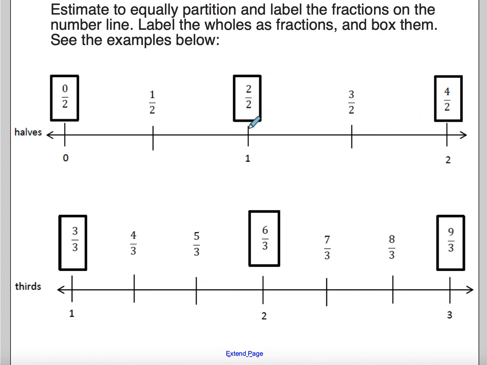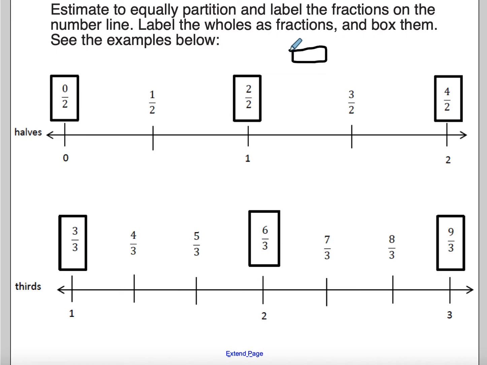This first one has halves, and I see it starts at 0 and it goes up to 2 wholes. So first I have at 0, 0 halves, and it's been boxed because that says box the wholes as fractions. Then I have 1 half, 2 halves, that makes 1 whole, so it's boxed again, 3 halves, and 4 halves, or halves, right? So I want to quickly explain why 2 wholes is equal to 4 halves.